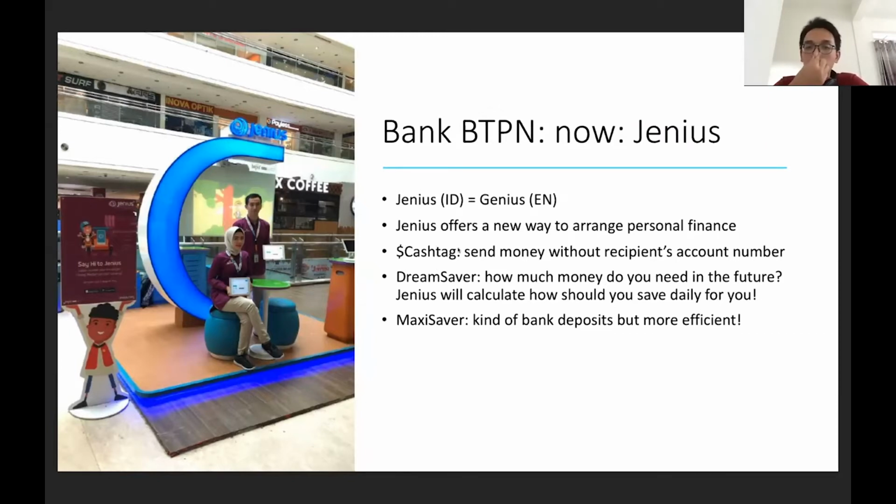And then for instance, imagine if we have a lot of money, and we want to save, for instance, 50 million in the next 3 years. So we just type our target in our Genius account, and then Genius will calculate how we should save daily. They will calculate it and automatically use auto debit in our account.